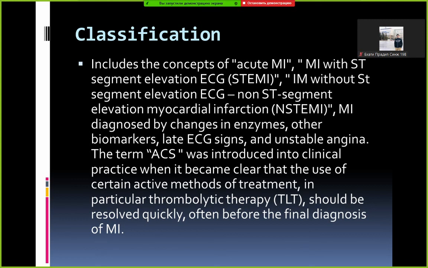So the term acute coronary syndrome was introduced into clinical practice when it became clear that the use of certain active methods of treatment, in particular thrombolytic therapy, should be resolved quickly, often before the final diagnosis of myocardial infarction.